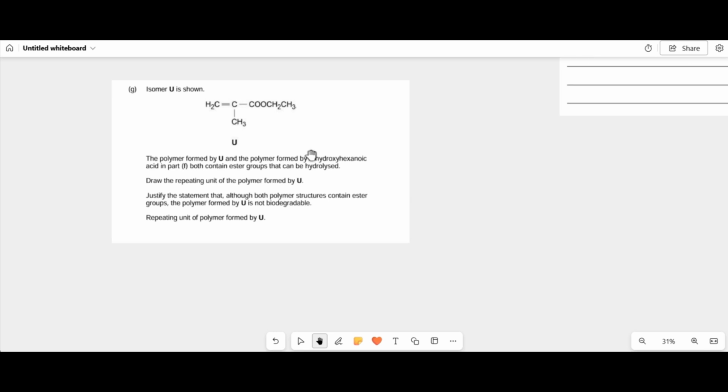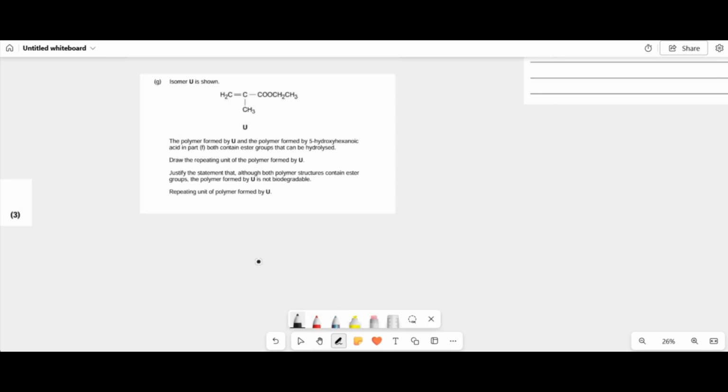So listen, if you get something like that, just write it in a nice form. Write it as C with two H's, double C like that. So CC, and then this is bonded to two H's, that's the H2 there. And then here, that's the COOCH2, CH3, that's CH3 there.